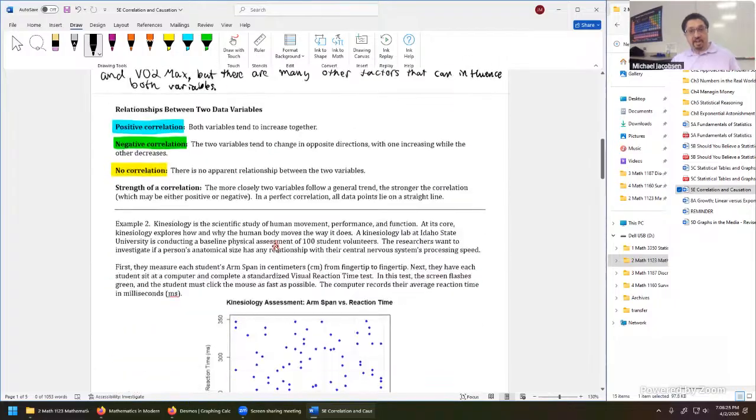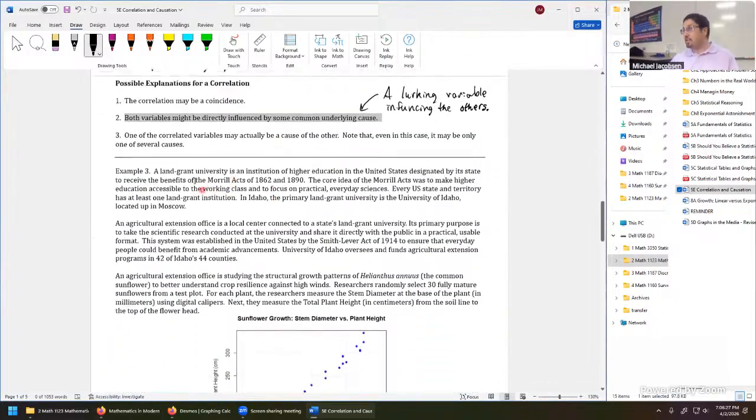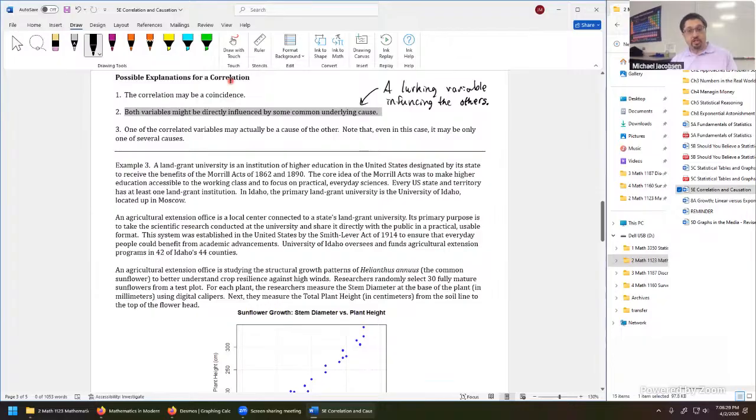So there could be some other variable influencing all the others. And that could be the reason we see the correlation. The study could have just missed it, but the variables are still being affected by each other through that common underlying cause. And this is the one that the study is often trying to reveal.